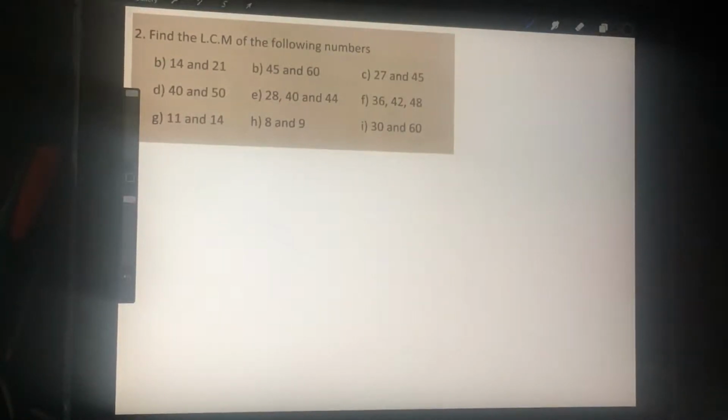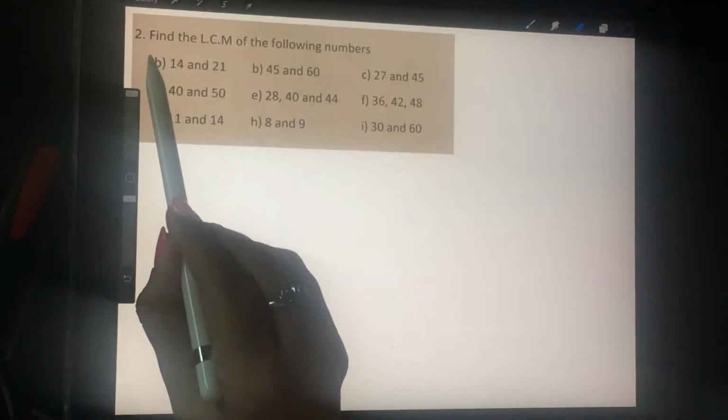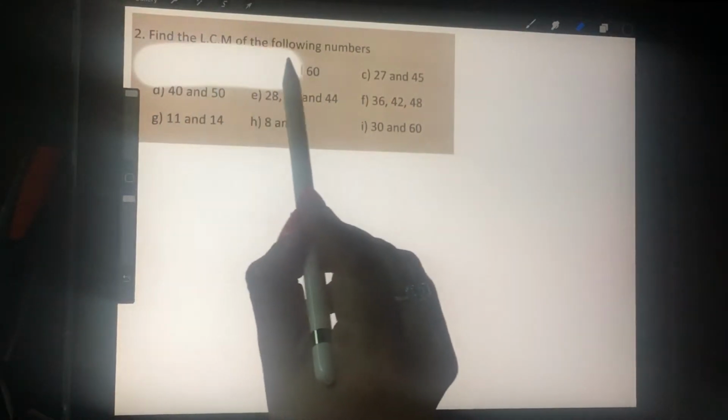Hi everyone. We are currently busy with numbers 1, finding the lowest common multiple and highest common factor by prime decomposition. In this video, I'm working through exercise 2, but we have already done A, B, and C in the previous video, and in the next video, I will do G, H, and I. So I'm only focusing on those 3 questions in this video.